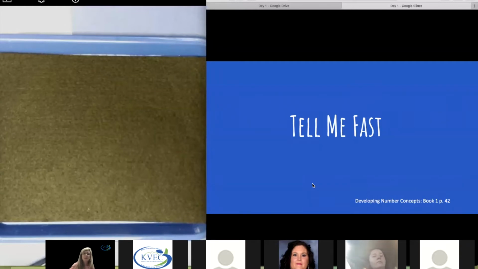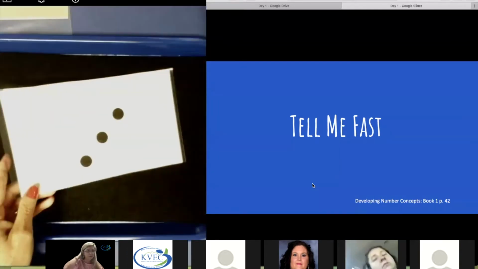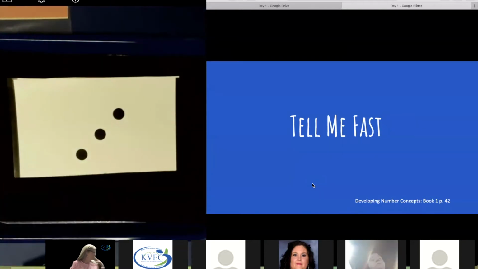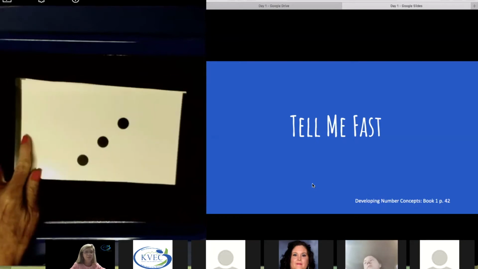So let's look at Tell Me Fast. You actually have some cards for Tell Me Fast in book 1 on page 42. Let me dig out my cards. So these are the cards that I just put on cardstock, because remember, we don't have book 1. But you can put those on cardstock and run them through the laminator. I do strongly suggest you do that with these, because you want the kids to be able to mark on those if they need to. And I'll show you here in just a minute.